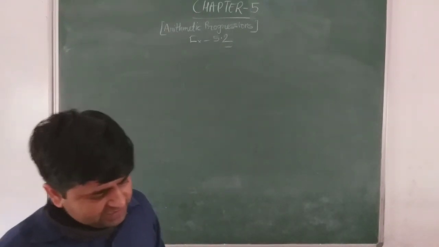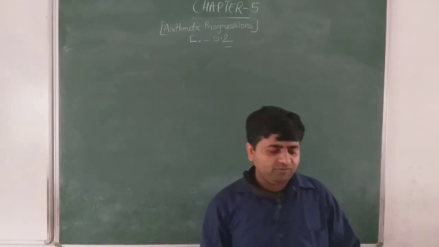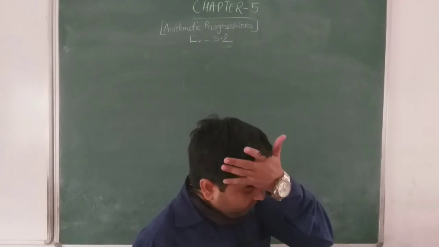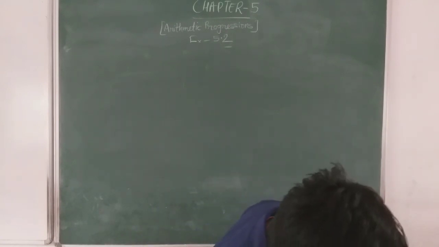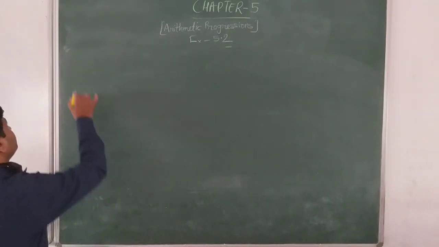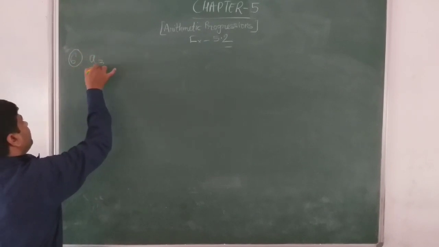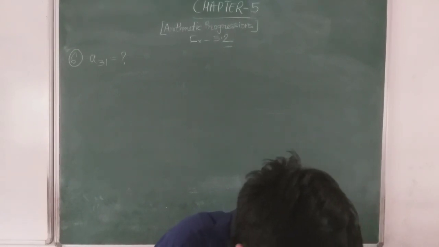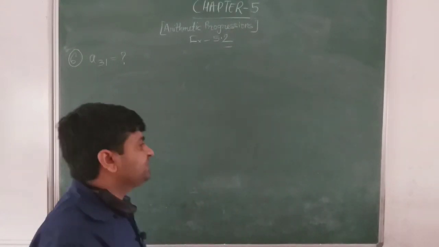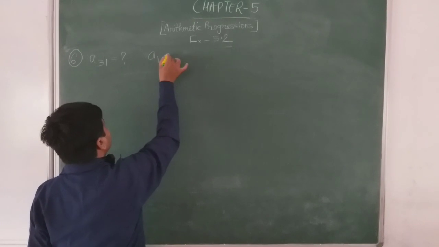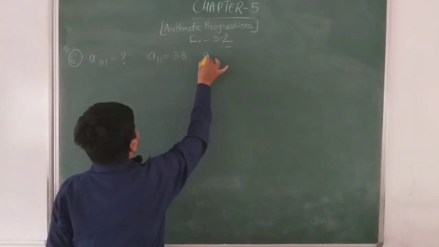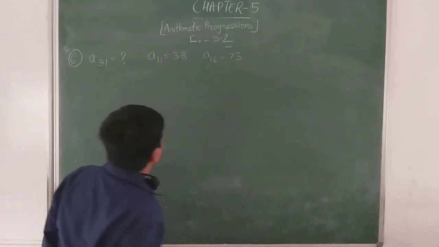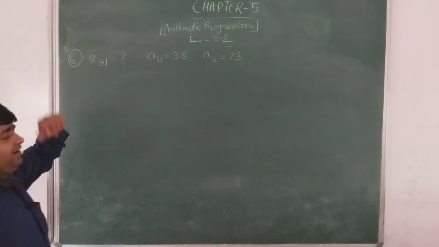In these types of questions, 2 terms are given and we have to find the next term, meaning the term of any other number. Like the 7th question is: find the 31st term of an AP, means we have to find a31, of an AP whose 11th term is 38 and 16th term is 73. 11th term means a11 is 38 and 16th term is 73, means a16 equals 73. These two terms are given and you have to find the required term.